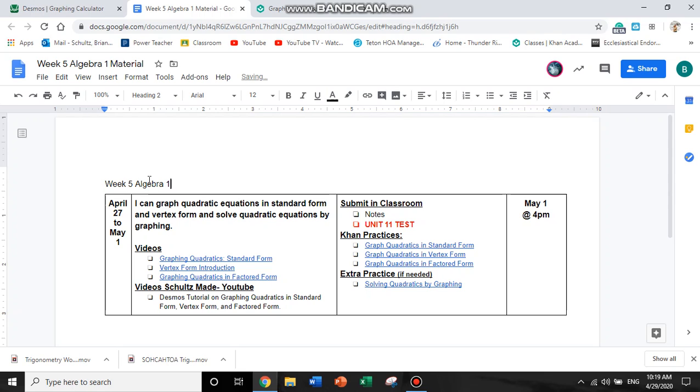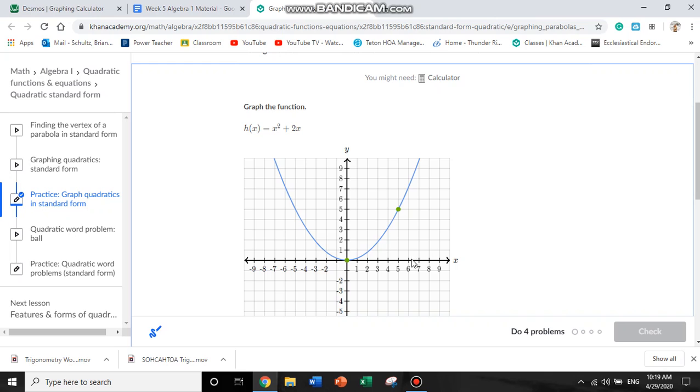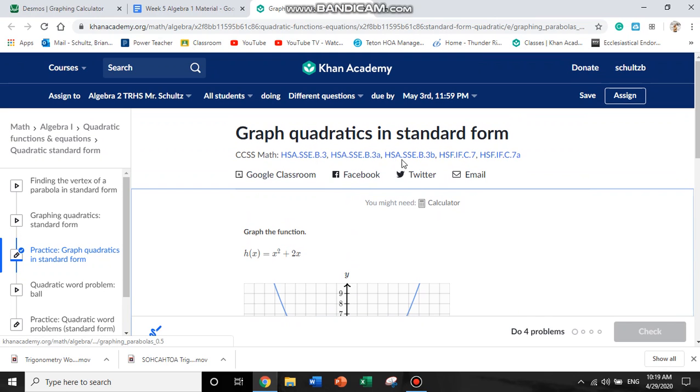And what we're going to do is look at some of the common practice problems from each one of these common practices. Then I'm going to have a video right here. This video will be linked right here on the week 5 material. So first thing I'm going to do is go to graphing quadratics in standard form.